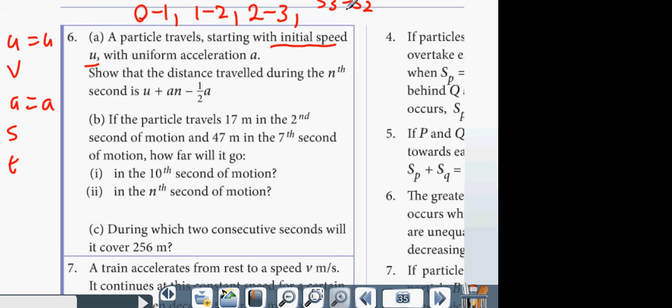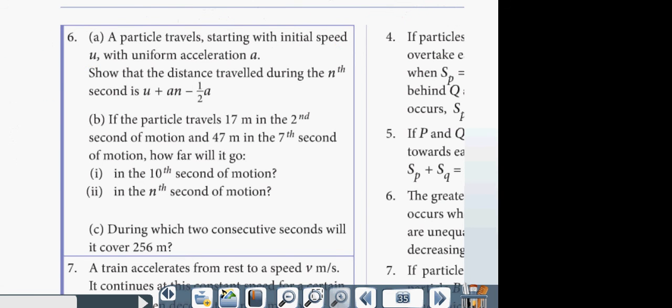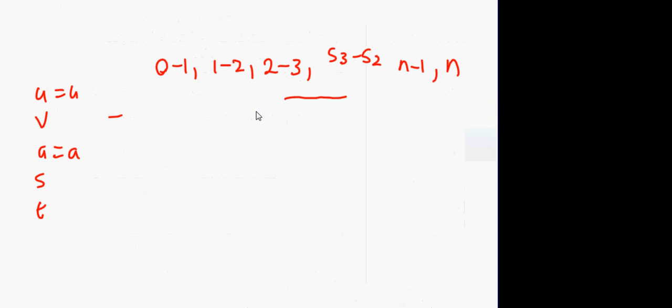Now, this is a bit more abstract than this, okay? What this is looking for us to do is to think of the nth second. So remember, the third second is 2 to 3. Therefore, the nth second is going to be n minus 1 to n. Do you got that? N minus 1 going up to n. Okay? Now, what we've got to do here is the following.